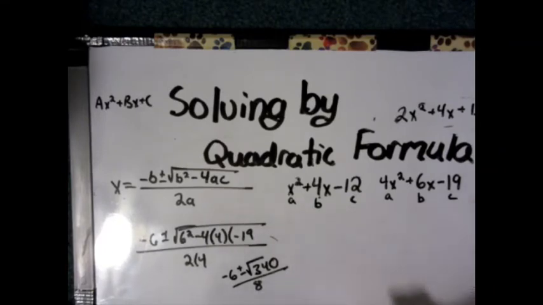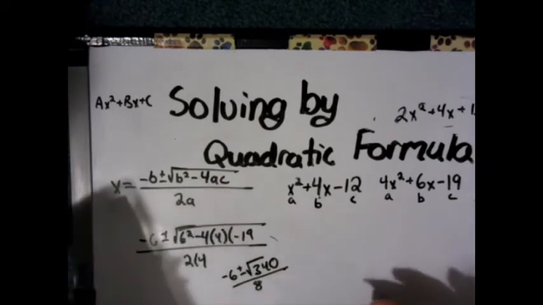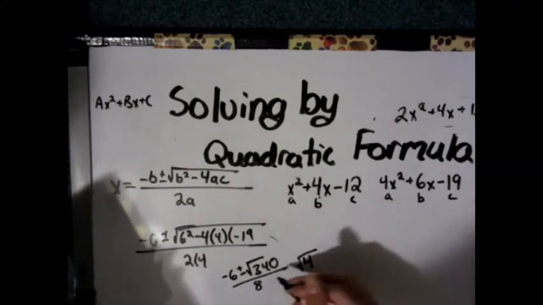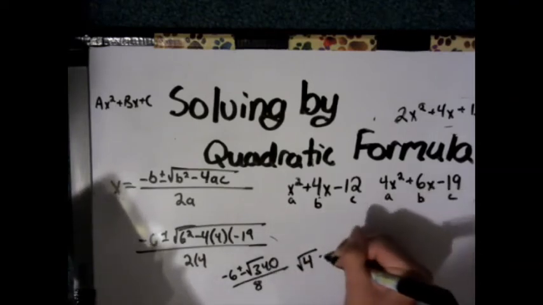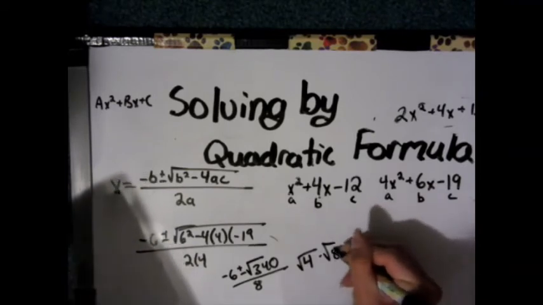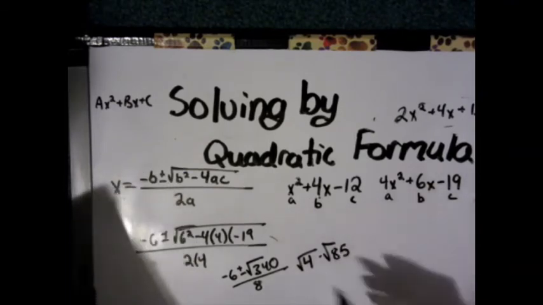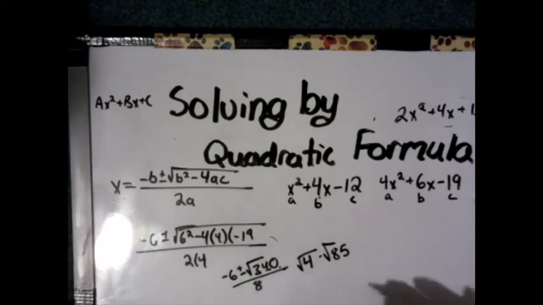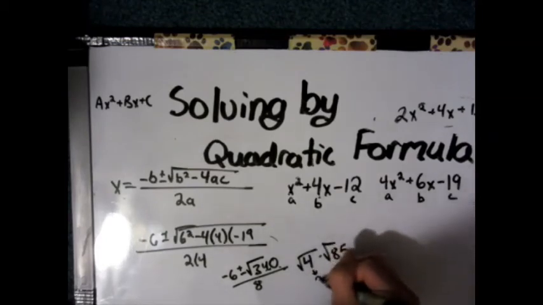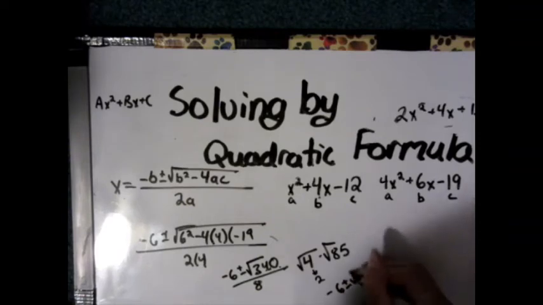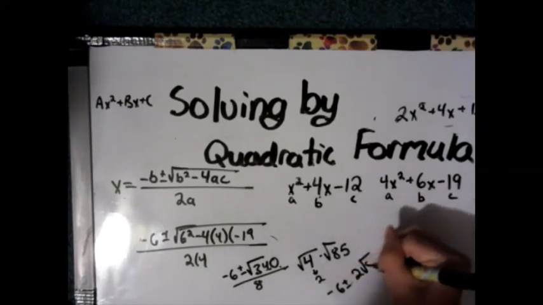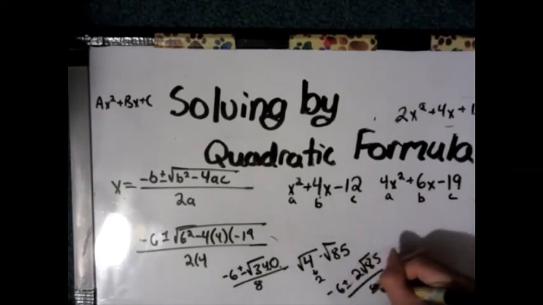So figure out what perfect square does go into it. In this case, 4 goes into 340. So because 4 times 85 is the same as the square root of 340, we're going to simplify that to 2. And you have -6 plus or minus 2 square root 85 over 8.